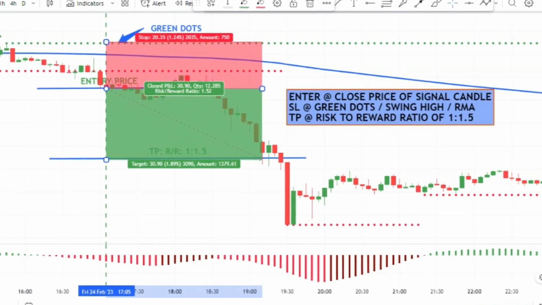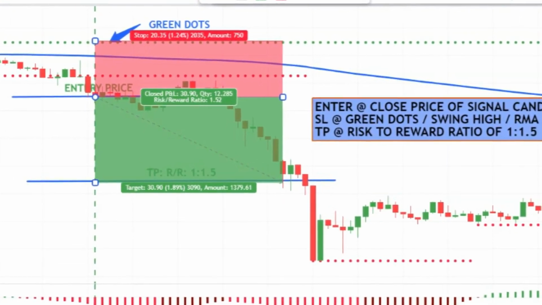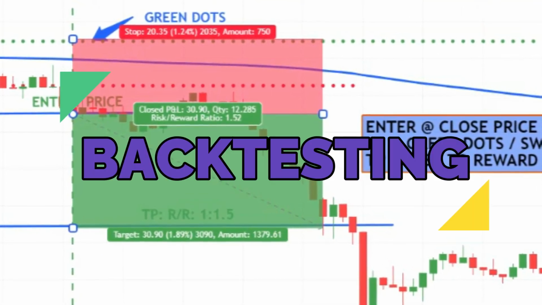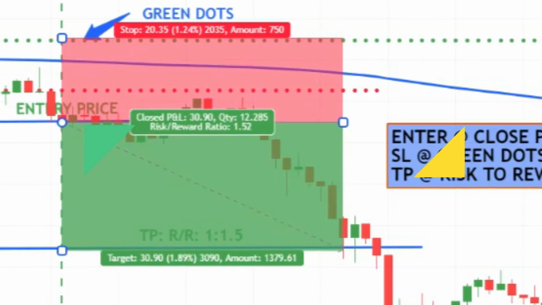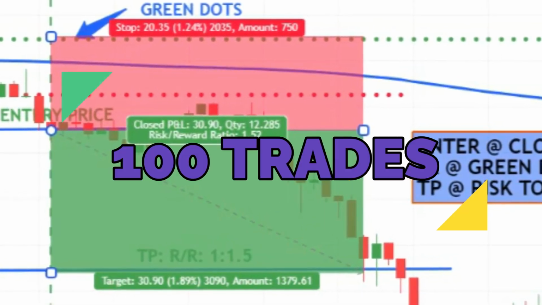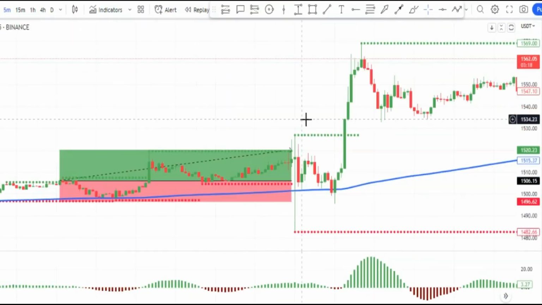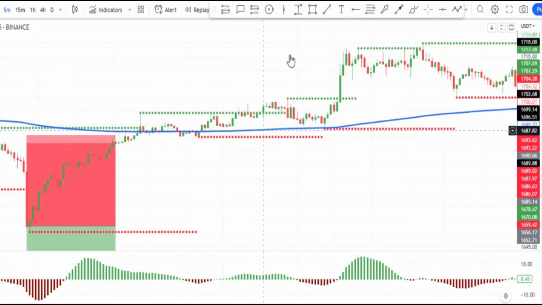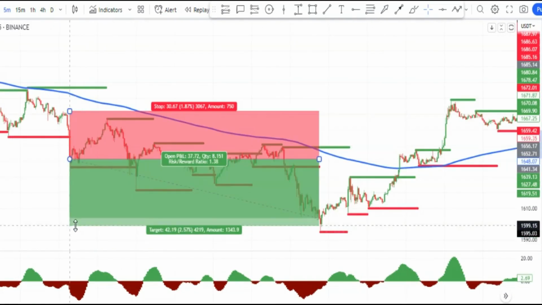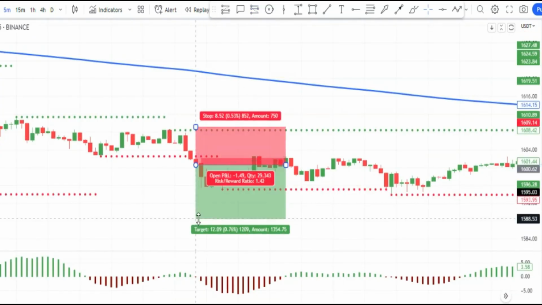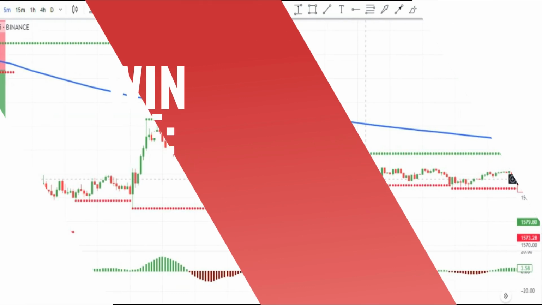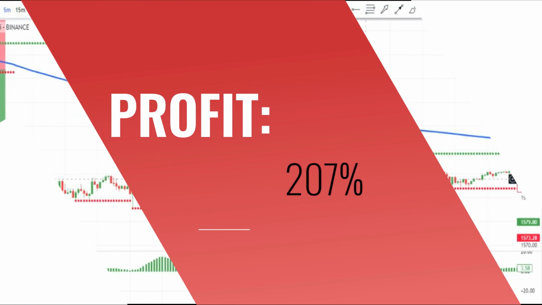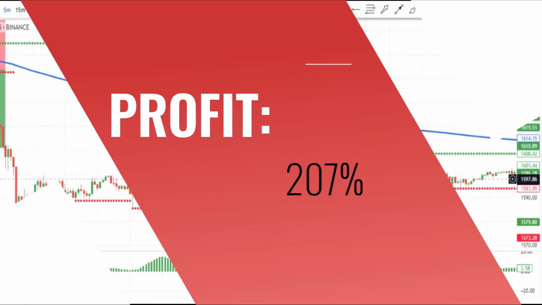Now you have seen the complete tutorial of this trading strategy. So now it is important to examine how it performs under different market conditions. To do so, we conduct a backtest on the Ethereum chart and 5-minute time frame, executing 100 trades based on this trading setup. In our backtest, the win rate was 69%, and additionally, this trading strategy generated a profit of 207%, which is a remarkable return on investment.